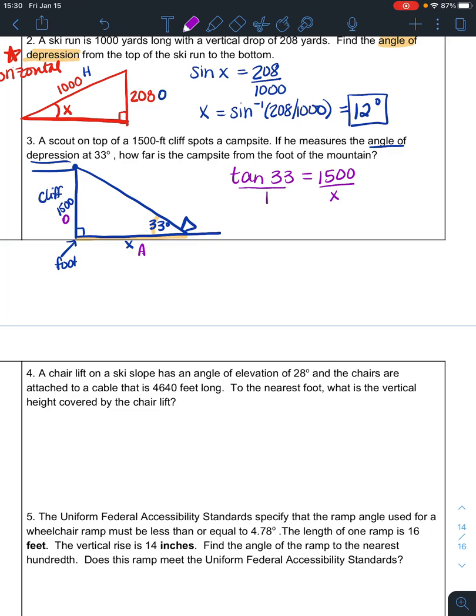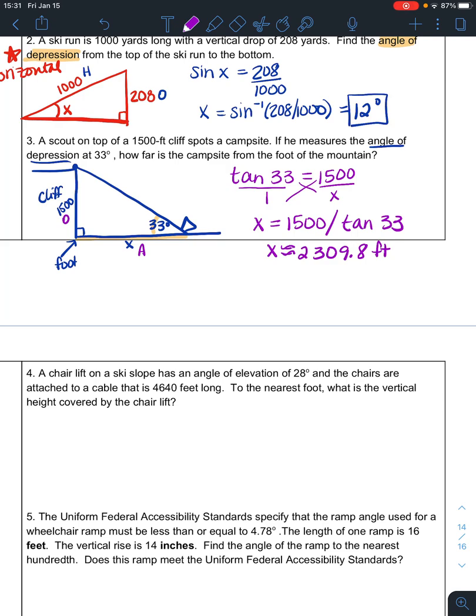If it helps, put that over 1 so that you can see that you would cross multiply that 1,500 times 1 divided by the tangent of 33. So you have 1,500 divided by the tangent of 33. And you type that into your calculator and you get that the campsite is 2,309.8 feet away.